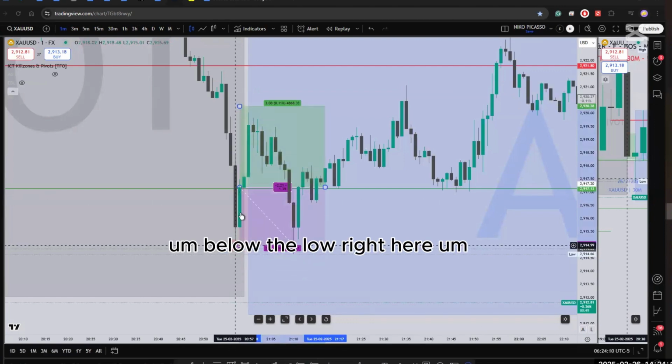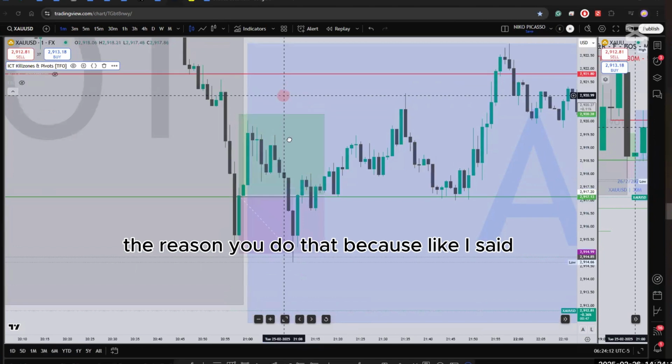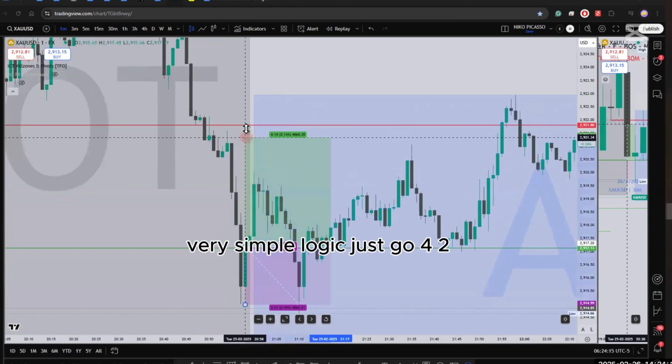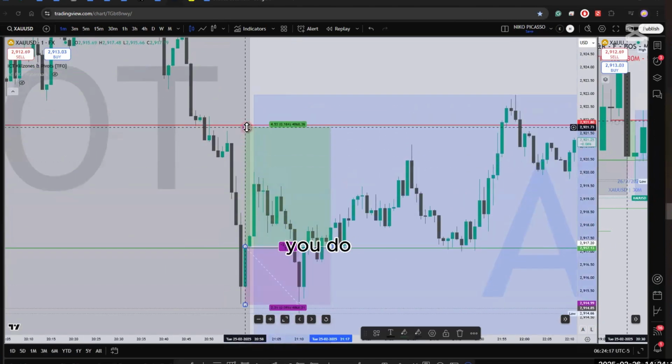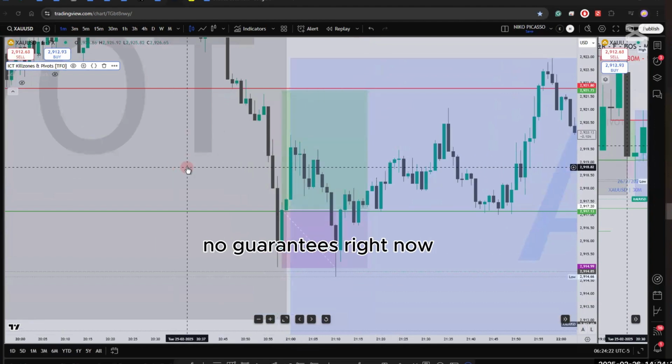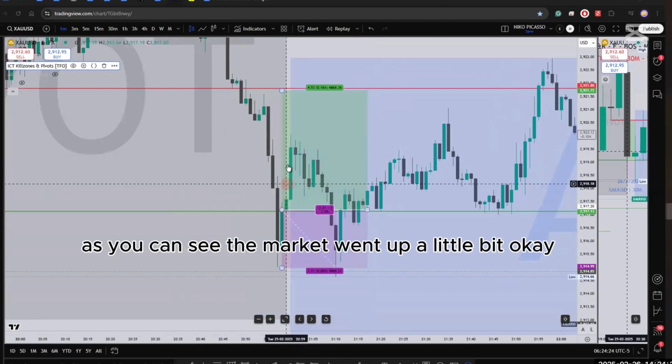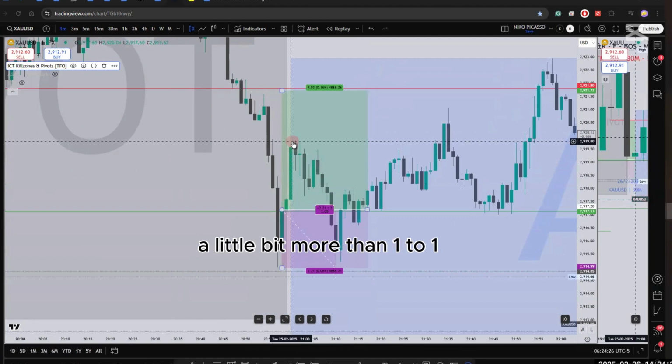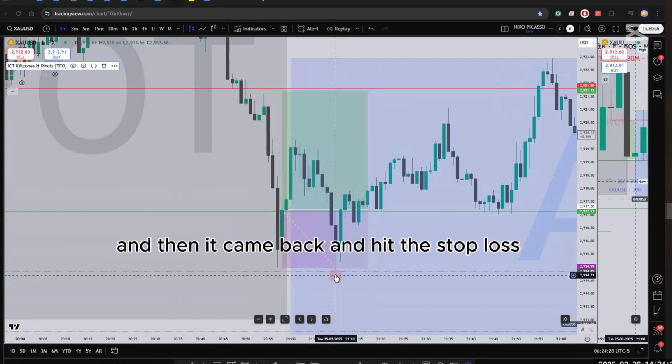The reason you do that, because like I said, very simple logic, you just go for 2-1, and it doesn't matter. You do not want to attach yourself emotionally to the trade. It's about money management and probability, no guarantees, right? Now, as you can see, the market went up a little bit, okay, a little bit more than 1-1, and then it came back and hit the stop loss.